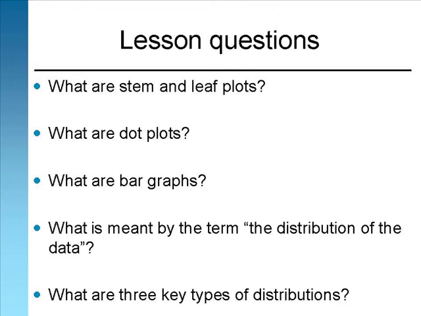This concludes Lesson 2. Lesson 3 is called Measures of Central Tendency. It explains ways to accurately describe the average value in a set of data.